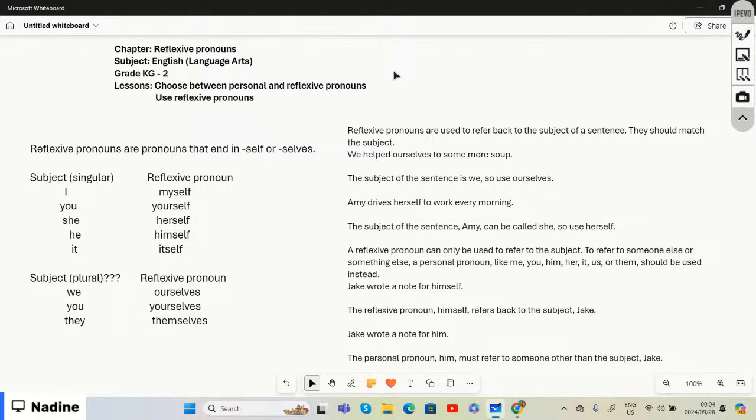All right. So when it comes to reflexive pronouns, reflexive pronouns are pronouns that end in self or selves. And we are going to look at a few examples of reflexive pronouns that end in self as well as selves.